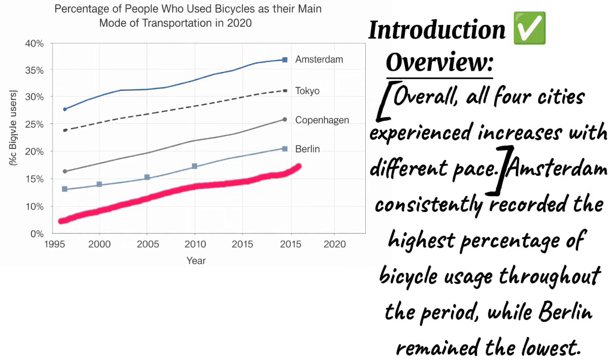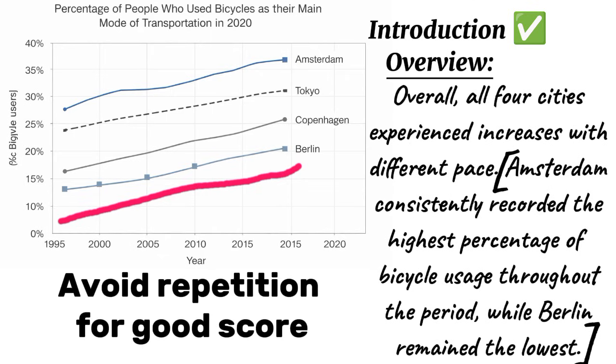In the first line, I only write the simple sentence shown in the graph, which is obviously that every city experienced an increase in trend with different pace. In the second line, as you see, I am just saying that the proportion of bicycle users of Amsterdam recorded the highest, whereas Berlin had the lowest bicycle users. Note how I use the linking word, while, to contrast the two trends. It's a very nice technique.